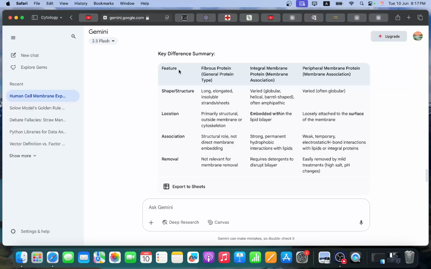Key differences summary. Feature: fibrous protein, integral membrane protein type. Integral membrane proteins are varied: globular, helical, barrel-shaped, often amphipathic. I don't know what this amphipathic means.